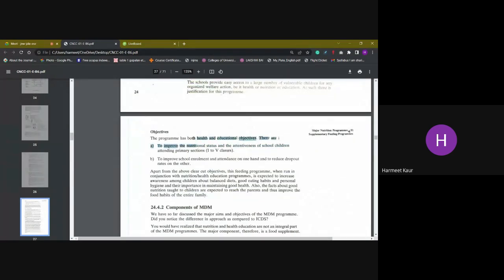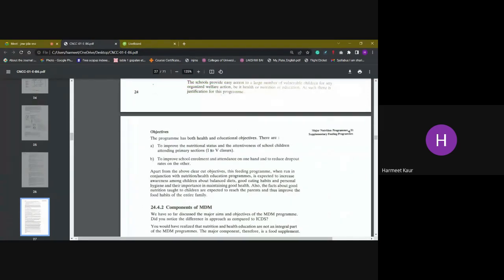In your books it is written primary sections, but now this has been upgraded to upper primary. So in your manuals, if it is classes 1 to 5, that is fine, but now we actually have classes 1 to 8. So it has widened its target group, not only the primary section but also upper primary.